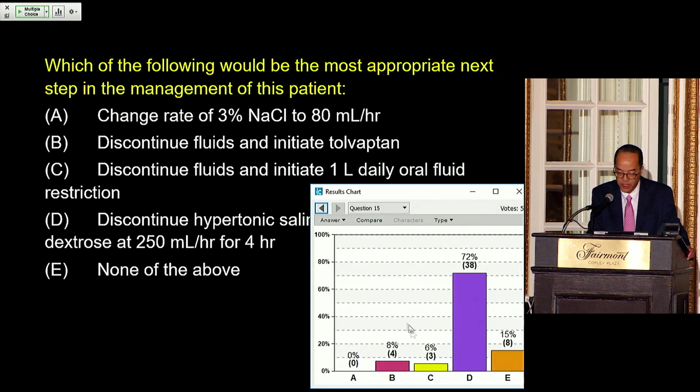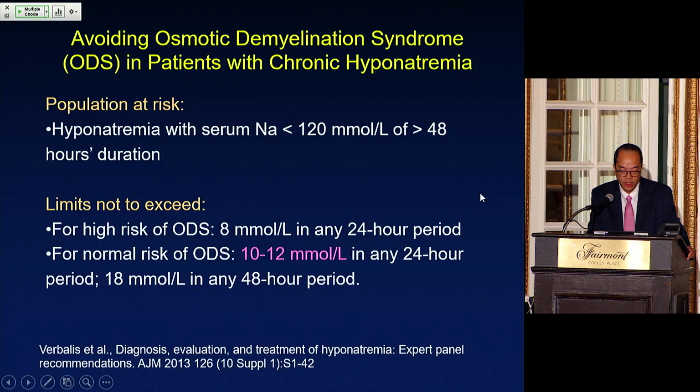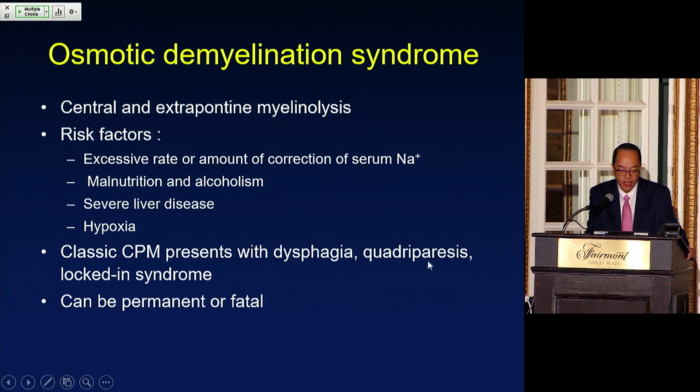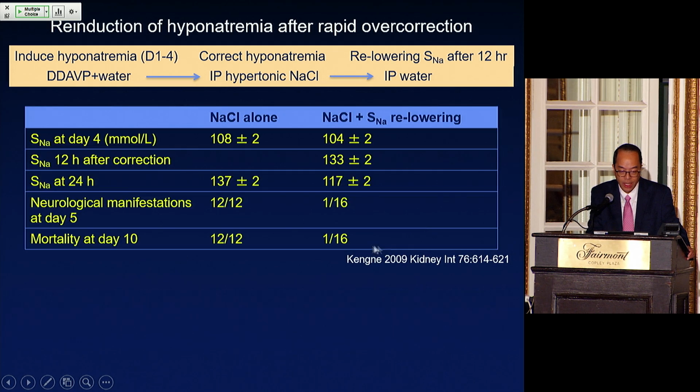So most of you chose D as the best answer. So there are a number of potential things you could do here. But A, B, and C are obviously not going to cut it, and E, doing nothing, is also incorrect. So this is obviously a patient who's been overcorrected, been corrected too rapidly, and is at risk of developing osmotic demyelination syndrome. As you know, there are a number of quite convincing animal studies.